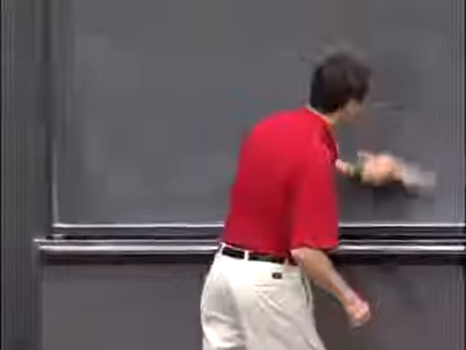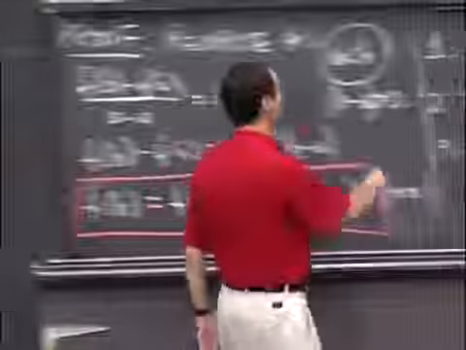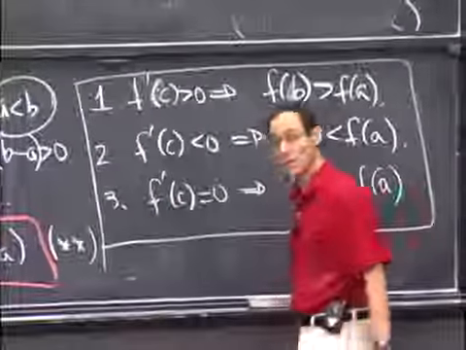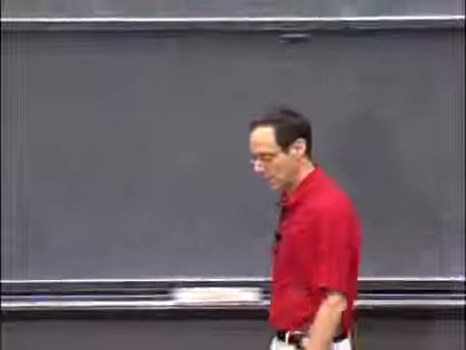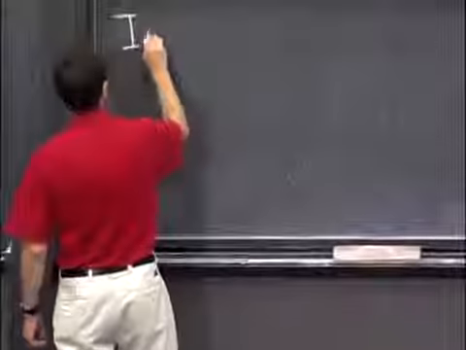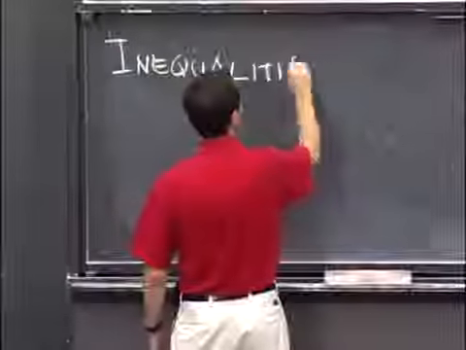Now, in practice, what happens is you even forget about the mean value theorem, and what you remember is these three properties here, which are themselves consequences of the mean value theorem. So these are the ones that I want to illustrate now in my next discussion here. I'm just going to talk about inequalities.